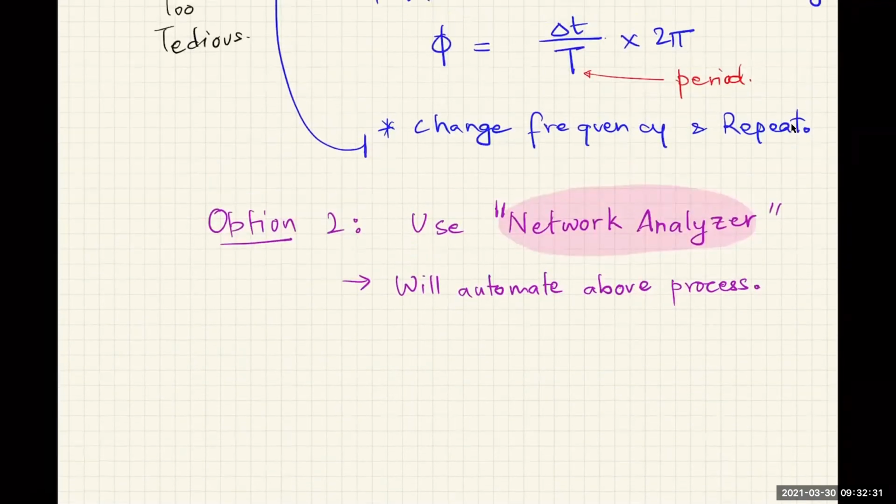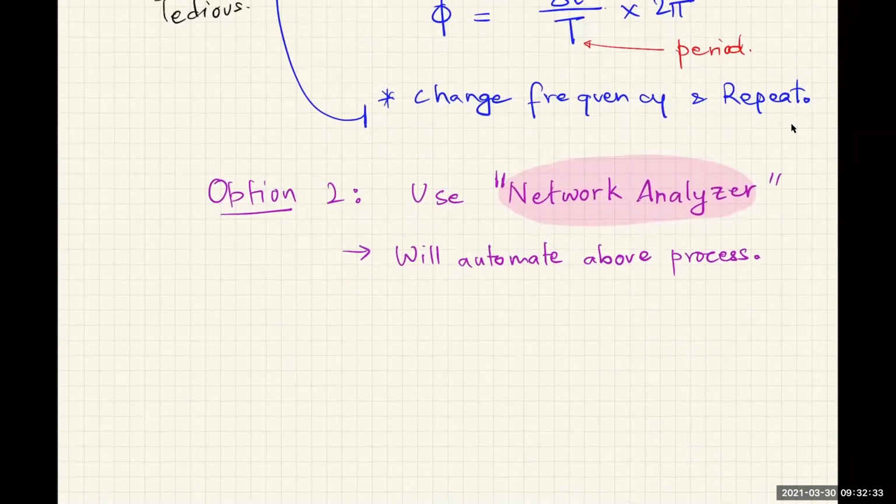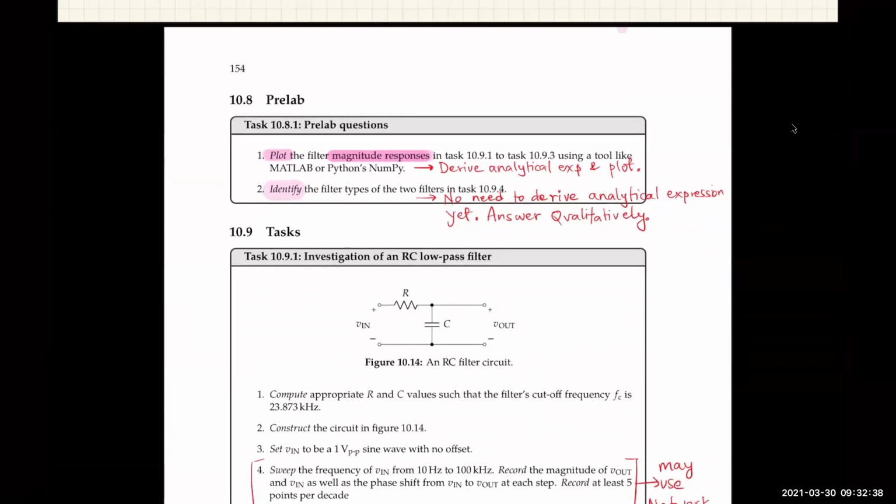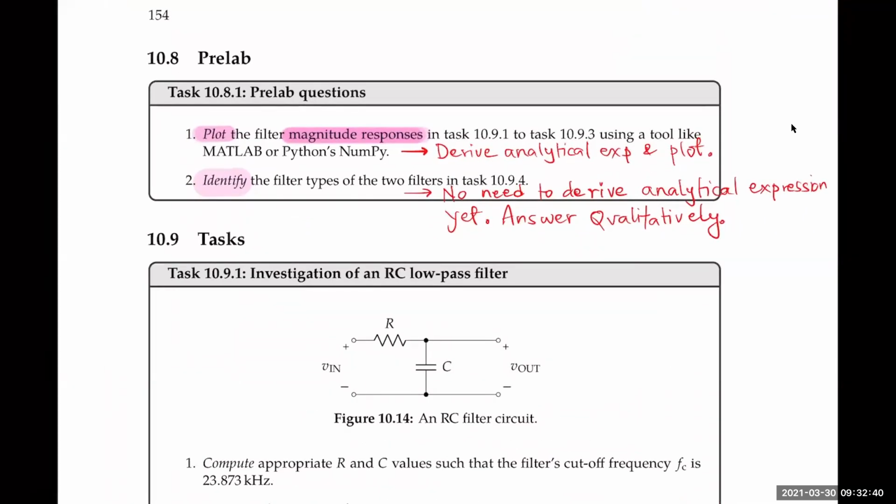Okay, I guess that concludes everything I had to say. Let's talk about the lab task specifics. Starting with the pre-lab, the first question asks you to plot the magnitude response of the different filters in tasks 1 through 3. Basically what that means is you will have to derive the analytical expression for each filter and then plot it using MATLAB. So you only need to plot the magnitude response.